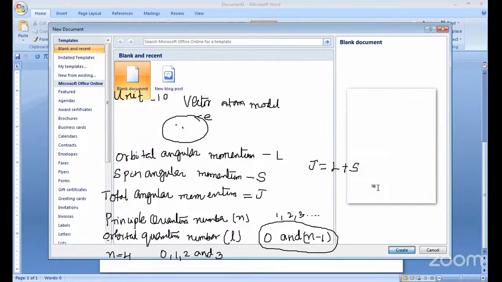So it relates to the k value by l is equal to k minus 1. And the orbital angular momentum will be represented with p_l.